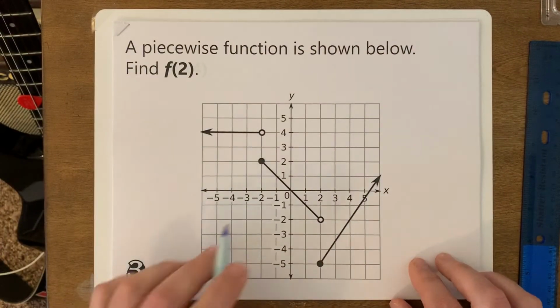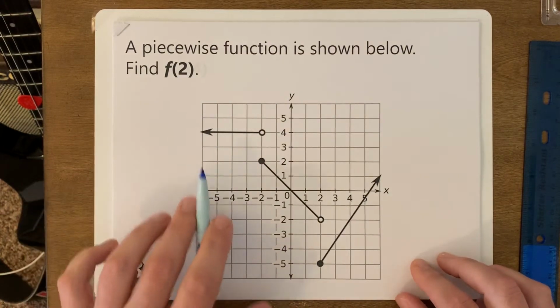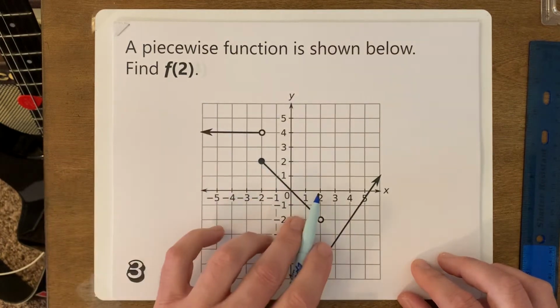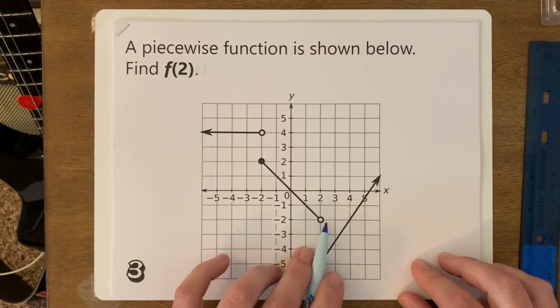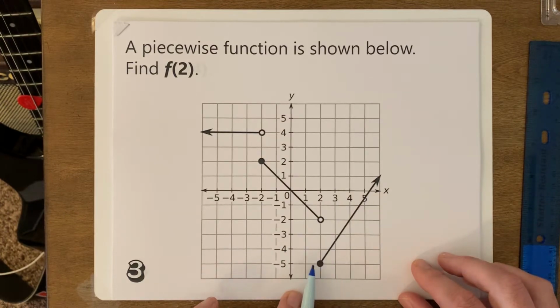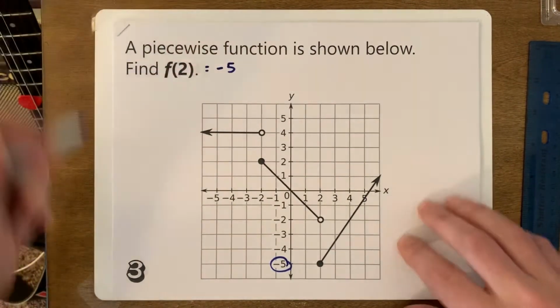Okay, for this one, 3 pieces. And now we have to figure out what f of 2 is. So we go over to 2 for our domain, because that's what this means. And then we go down, well, there's an open circle. We don't want that one. We want to go all the way down to the closed circle. And if we go over, we see that that value, f of 2, is equal to -5 for that one.